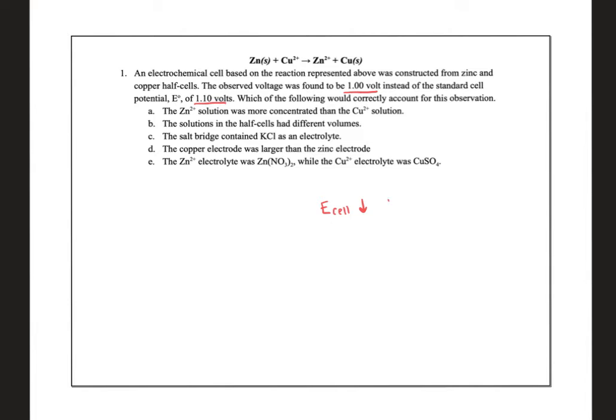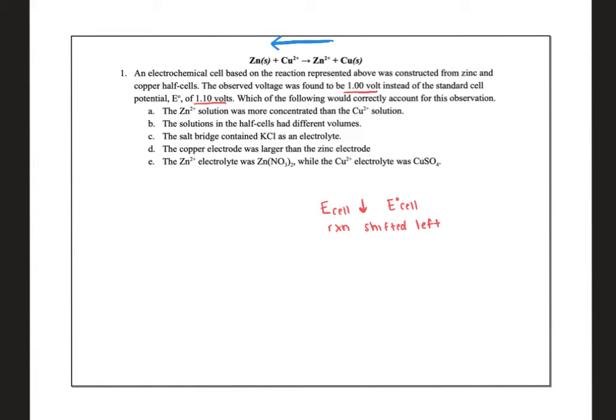is lower than E standard cell, which means my reaction must have shifted left, because less electrons traveled on the wire, so that means my reaction must have gone this way. So thinking Le Chatelier's principle, we're going to look for anything that would shift the reaction to the left. Well, let's look at the first one.